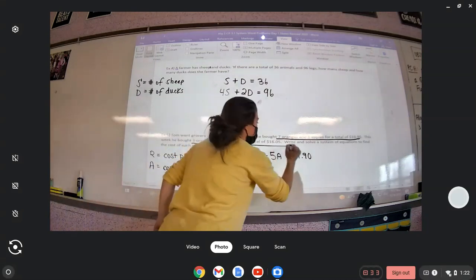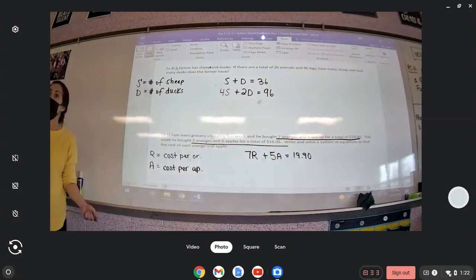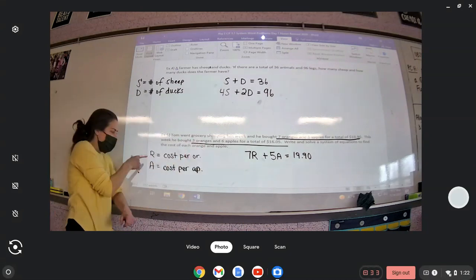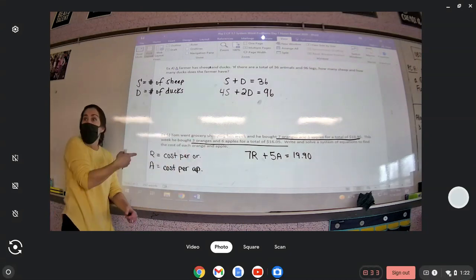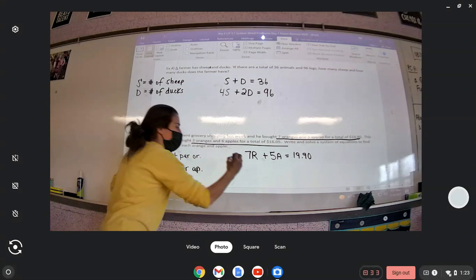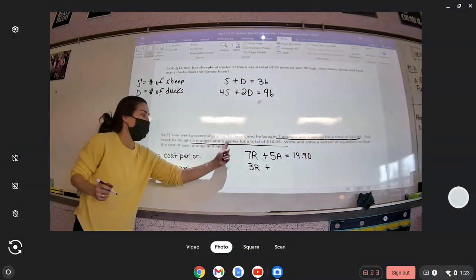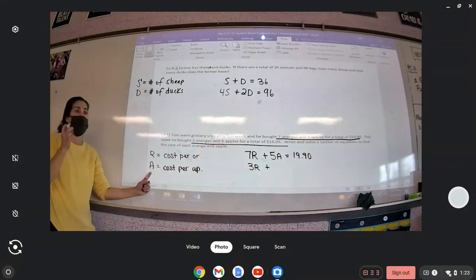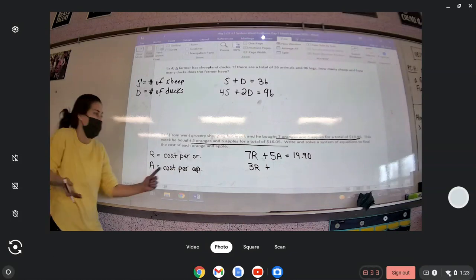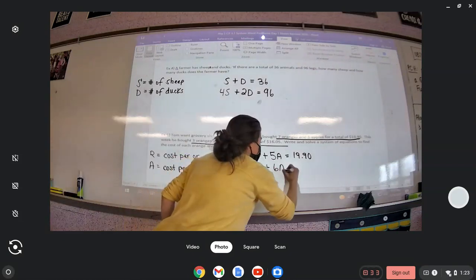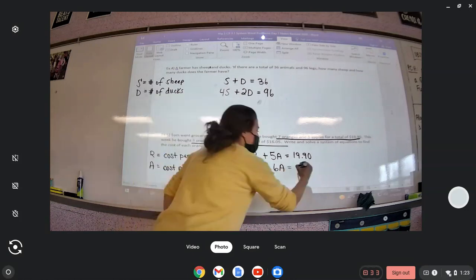The next week, here's clue 2. He bought 3 oranges and 6 apples for a total of $16.05. So guys, if he bought 3 oranges and this is the cost per orange, how much money did he spend? 3 times R. 3 times the cost. Plus, if he bought 6 apples and this is the cost per apple, how much money did he spend? 6 times the cost A. And then this time he spent how much money?